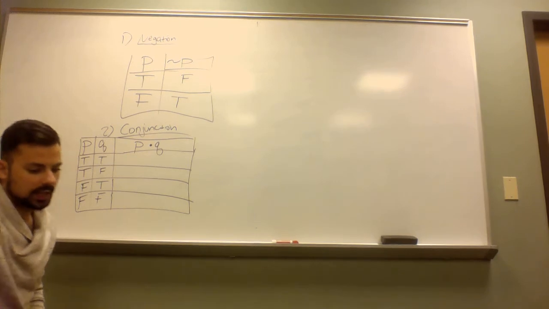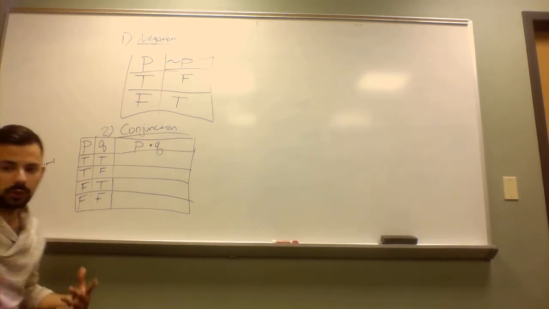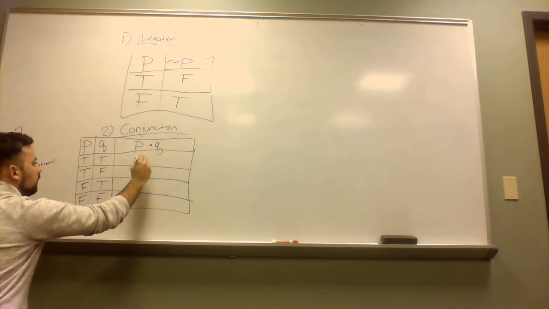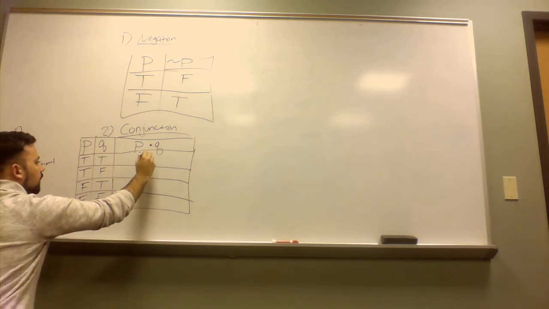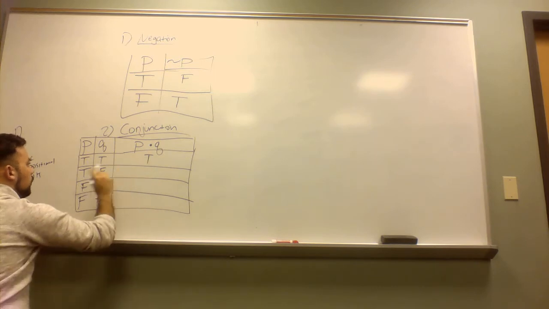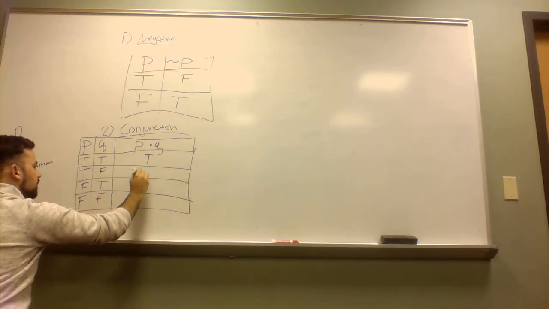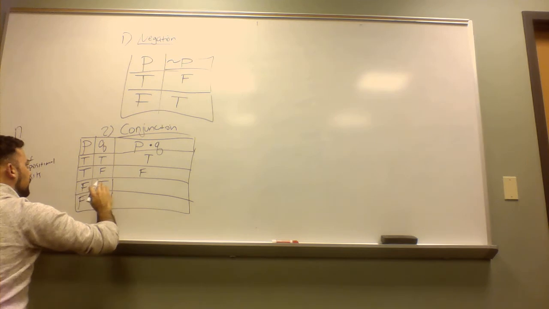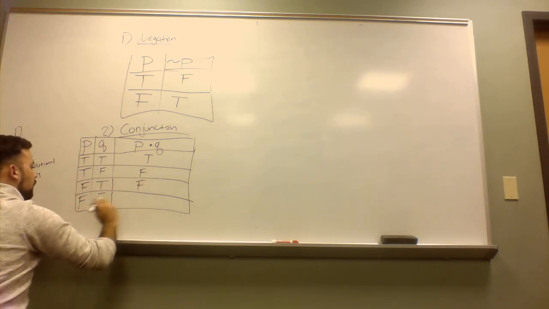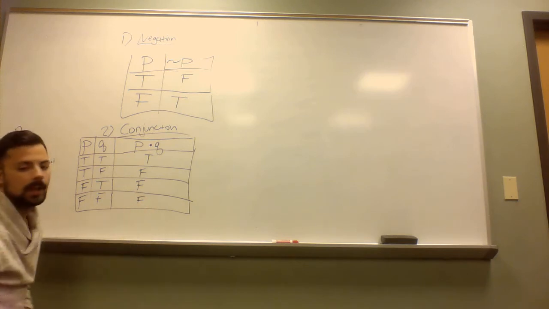I'll show you what the table looks like, and then I'll talk it out to you. So when P and Q are both true, then this statement is true. Then P and Q is true. When P is true but Q is false, the statement is false. When P is false and Q is true, the statement is false. And when both are false, it's false.